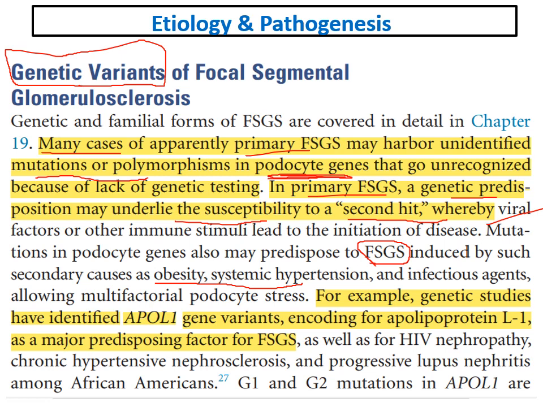For example, genetic studies have defined that the apolipoprotein L1 gene variant is a major predisposing factor in African Americans. With this gene mutation of apolipoprotein, as we have described before, it is a predisposing factor for FSGS, for HIV, for hypertensive nephrosclerosis, and for progressive lupus nephritis in African Americans. Studies prove that this mutation in apolipoprotein L1 is considered a major risk factor for HIV and hypertensive nephrosclerosis and FSGS and lupus nephritis in African Americans.